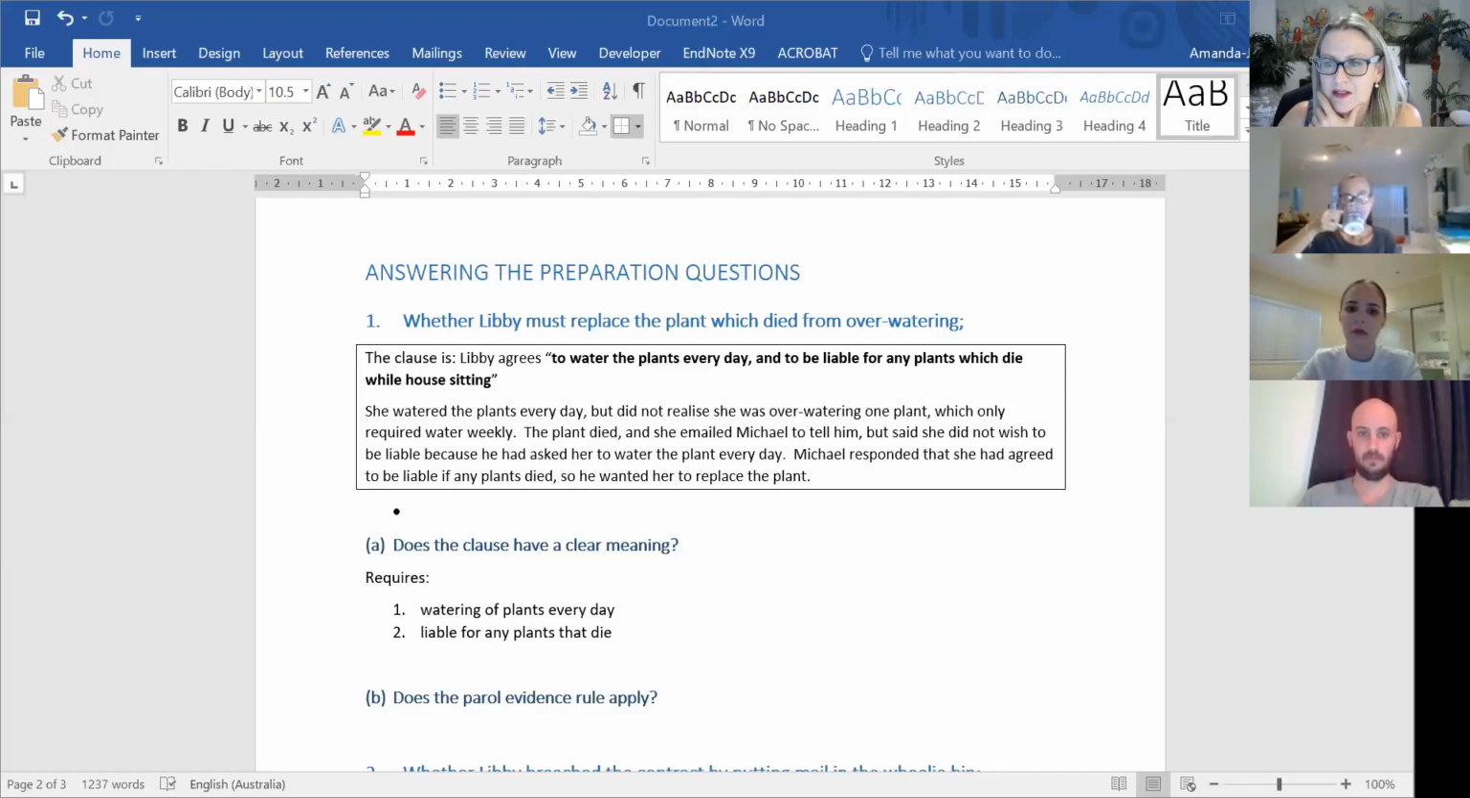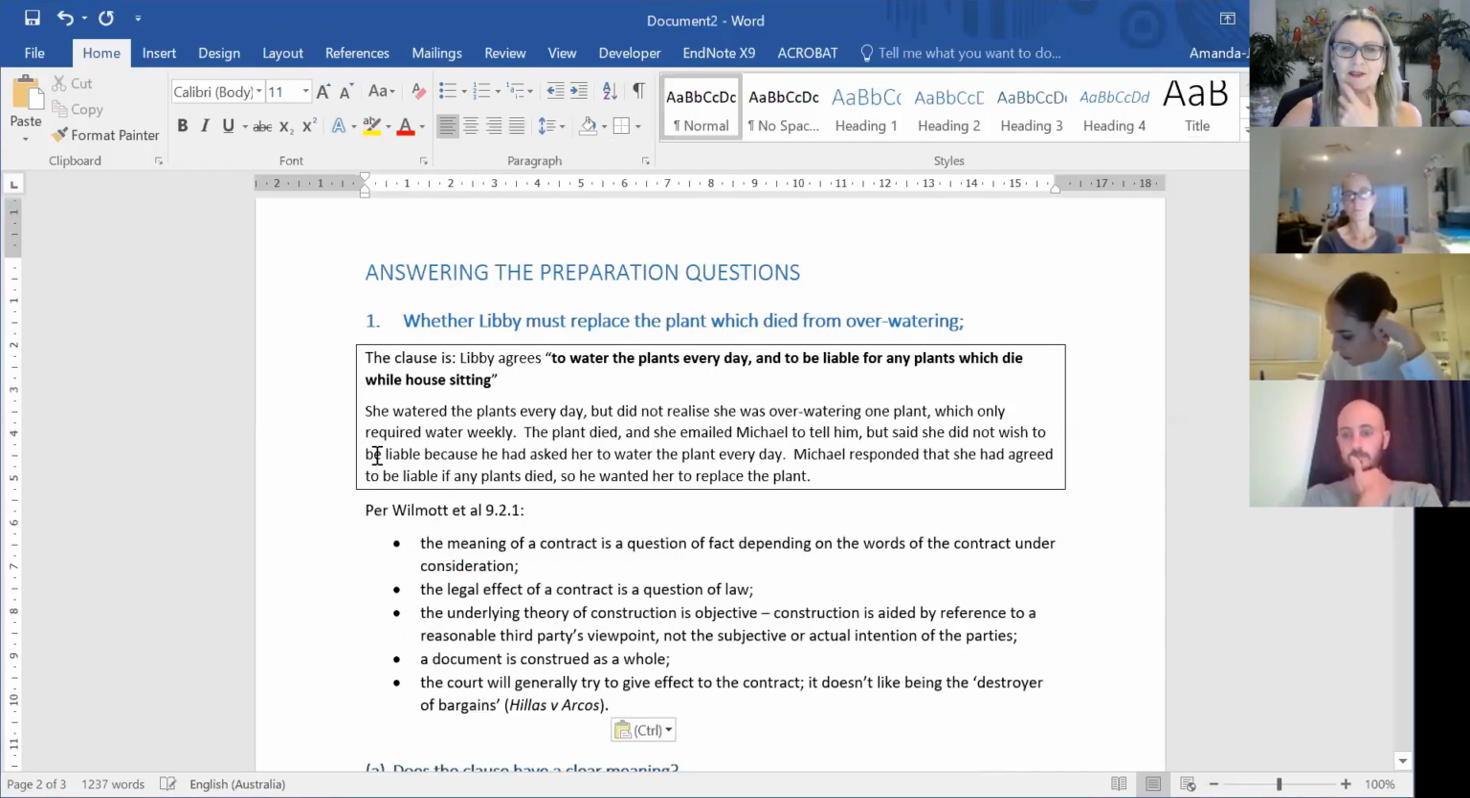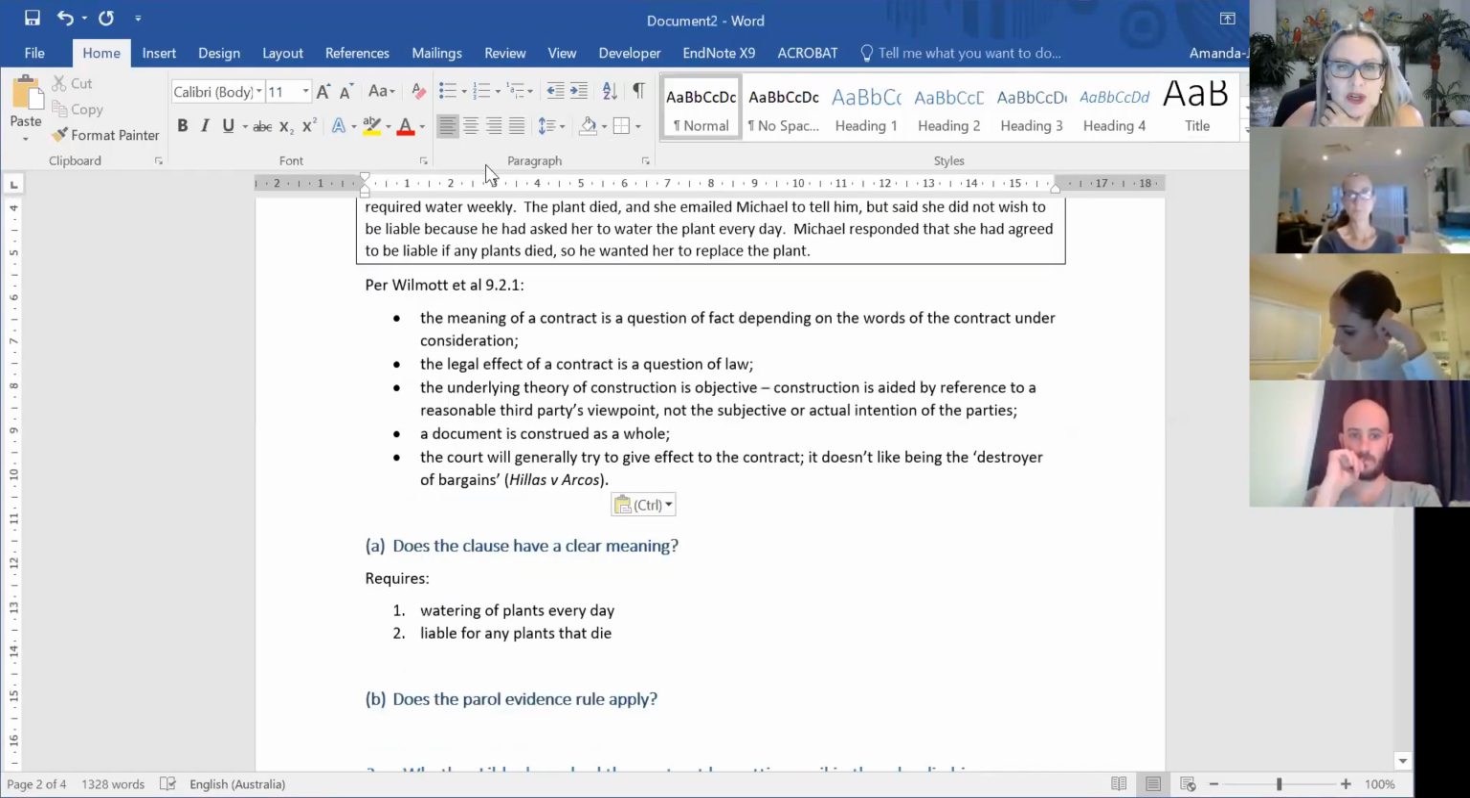Yes, and flip side of that is if there's no ambiguity. Yeah. So if there's no ambiguity, then you just read it on its merits or on the face of the words. Yes, exactly. So we have all of that good stuff that Wilmot tells us in 9.2.1. These are the main points for the ordinary garden variety run-of-the-mill construction exercise, okay?